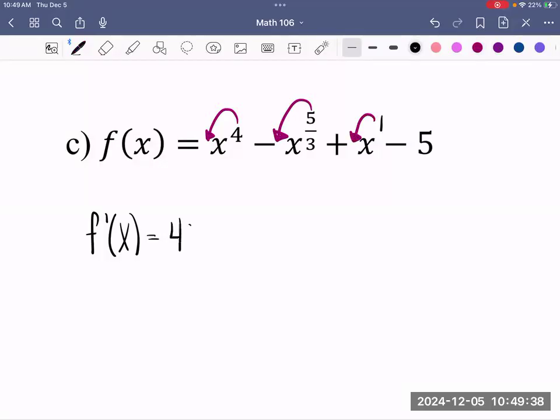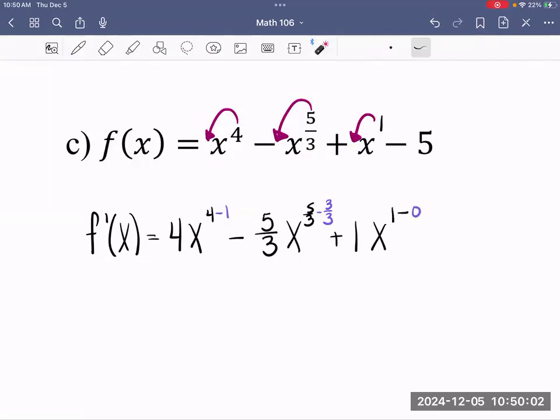So you have 4x, and now we take your 4 and we did what to it? Well, we subtract the 1. Minus 5 over 3, x to the 5 over 3. And again, subtract the 1. In our case, instead of subtracting 1, let's put it into a fraction, 3 over 3. Plus 1, x to the what? 1 minus 0. Now you have negative 5.